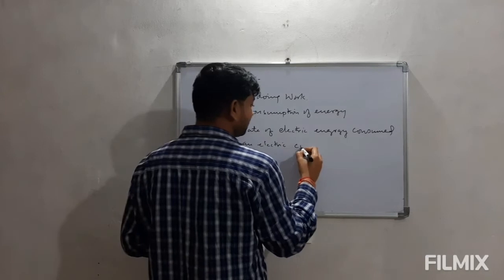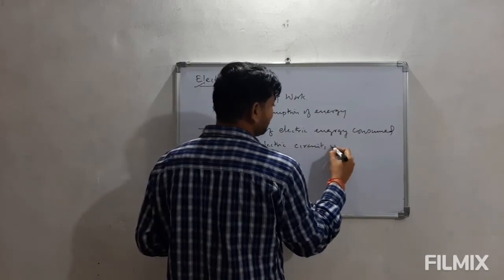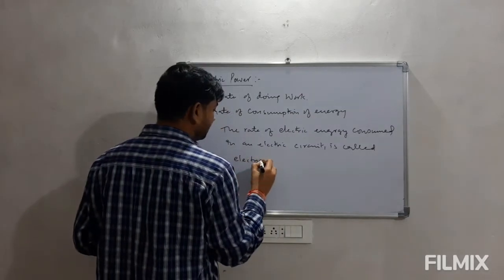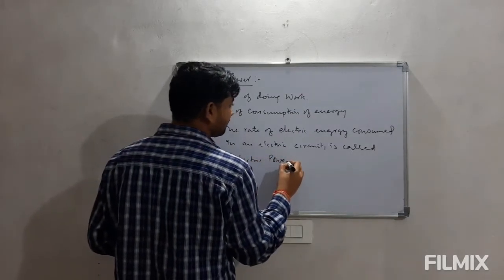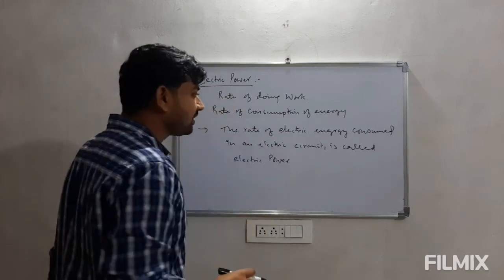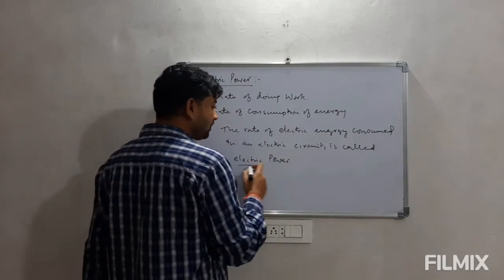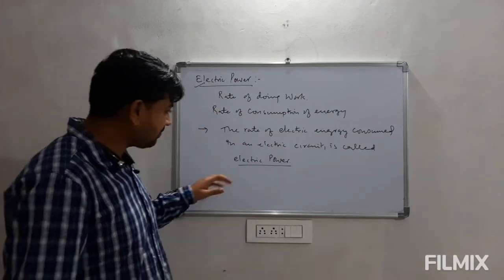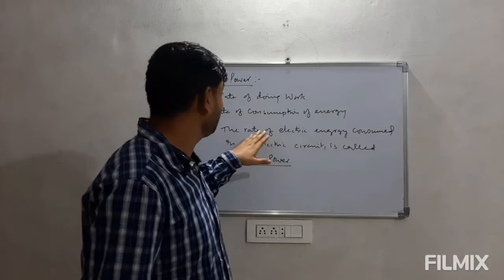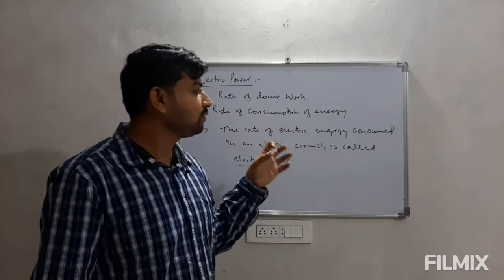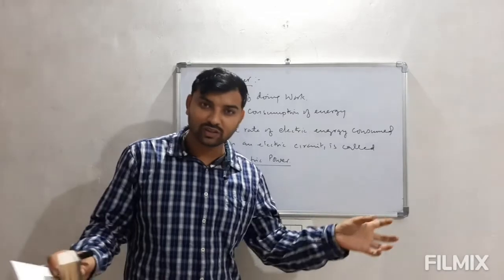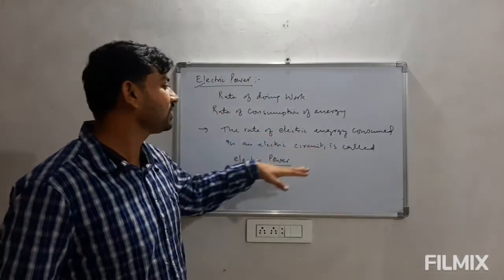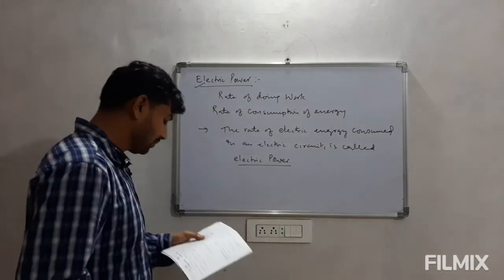Consumed in an electric circuit is called इलेक्ट्रिक पावर. किसी भी सर्किट में जिस रेट से एनर्जी कंज्यूम होती है उसी को हम इलेक्ट्रिक पावर बोलते हैं. इसका मतलब ये है कि हम कोई भी डिवाइस यूज करेंगे तो वो उस सर्किट में कुछ ना कुछ करंट ड्रॉ करेगा, पावर डिसिपेट करेगा, और जिस रेट से वो पावर कंज्यूम करेगा उसी को हम इलेक्ट्रिक पावर बोलते हैं.